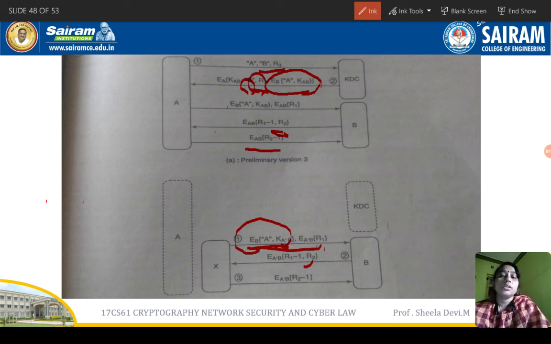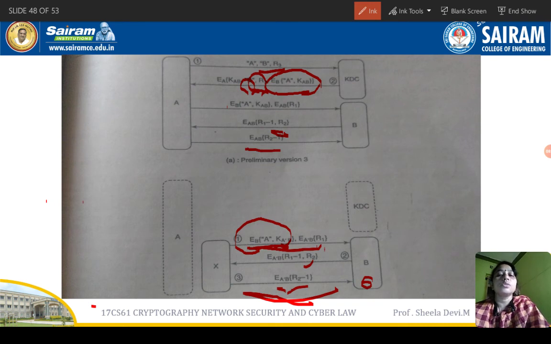Next, X will again prove that it is authorized by decrementing the challenge which was sent by B, that is R2 minus 1, which is encrypted with the session key. The session key is nothing but this old session key, but B doesn't know that it is the old session key, and they are using it to communicate. And whatever communication happens between X and B after this authentication process is not known to A and the KDC.